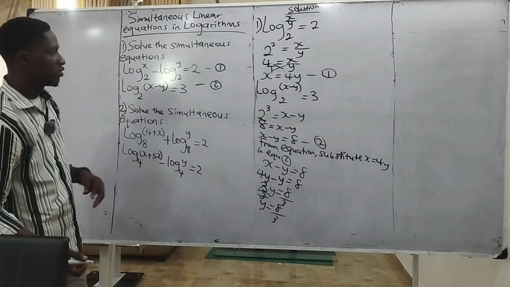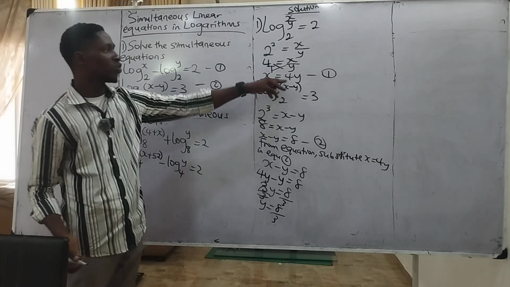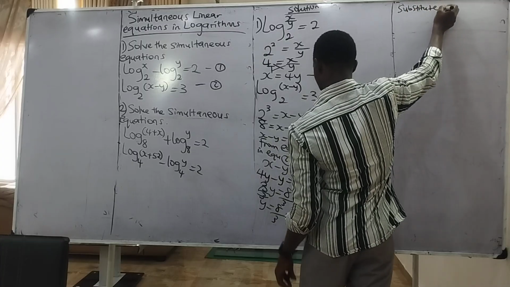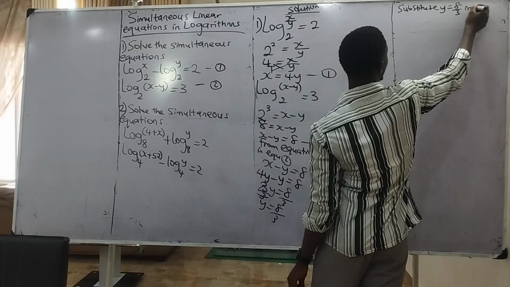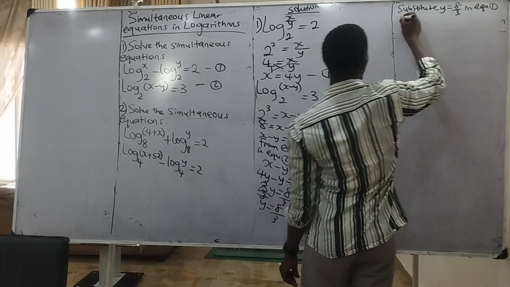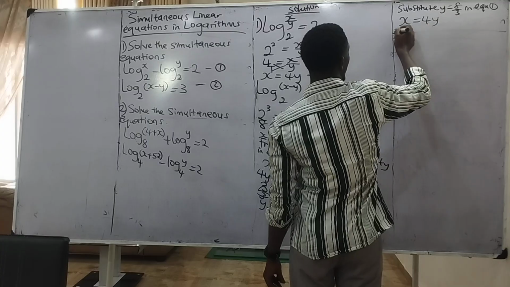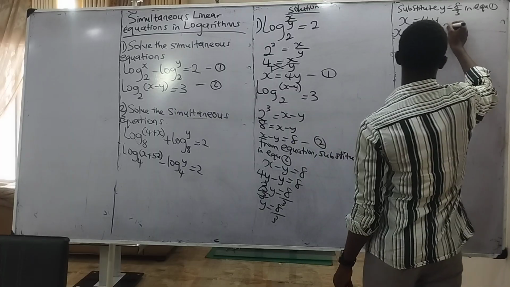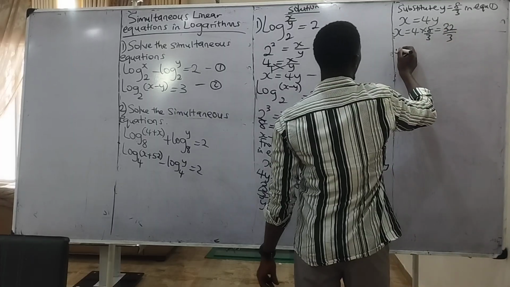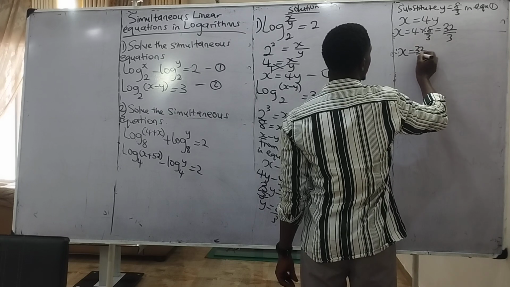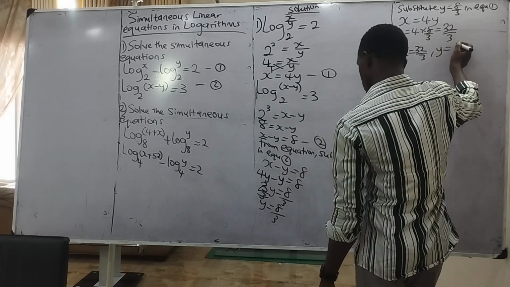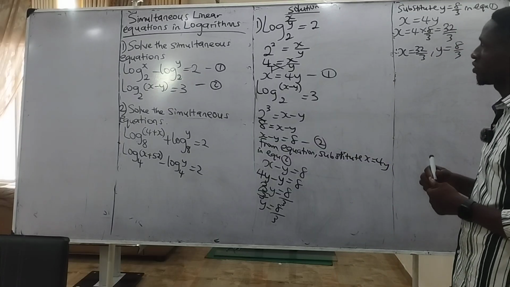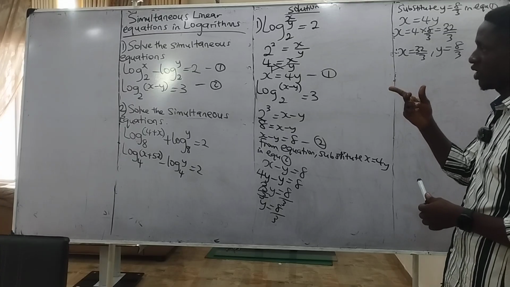So for us to get x, you substitute in any of these equations. Let me use equation 1. So substitute y is equal to 8 over 3 in equation 1. Equation 1 is x is equal to 4y. So I have x is equal to 4 times 8 over 3. 4 times 8 is 32 over 3. Therefore, my x is 32 over 3, while my y is equal to 8 over 3. And this is the answer. You can put it in decimal, but I don't want to put it in decimal because I want to confirm something here. What do I mean?